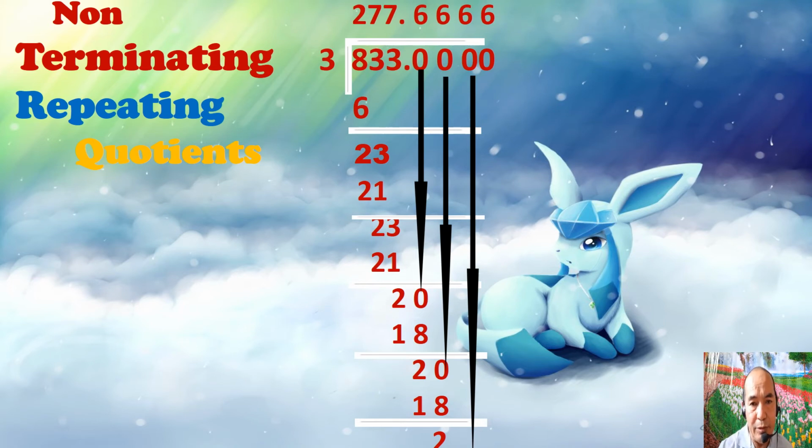So if we will continue, it will never end. It will still be 6 in our quotient. That's why we call this non-terminating. We can never terminate the division because there is a continuous remainder. Since the digits are being repeated, we call this a repeating quotient. So this is how non-terminating and repeating quotient is being related.